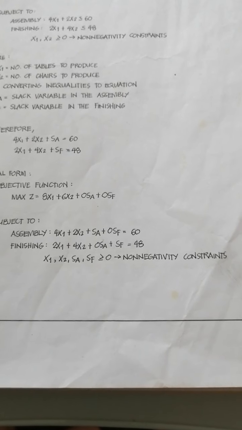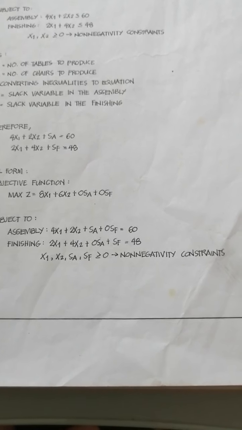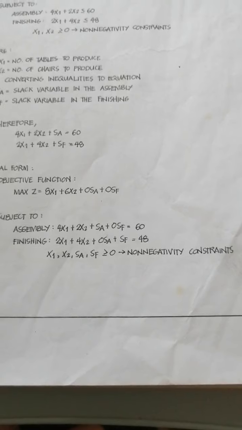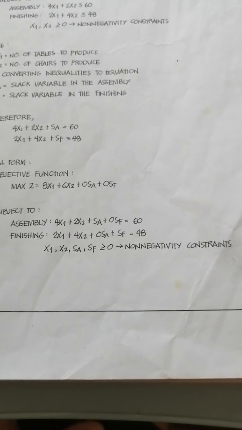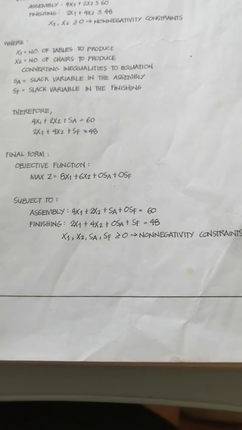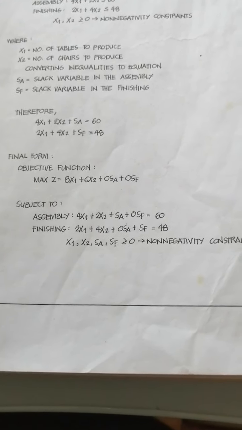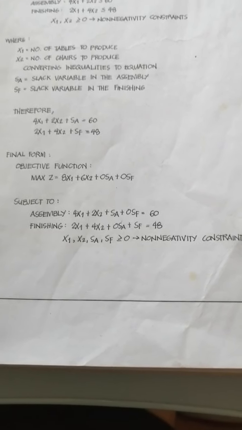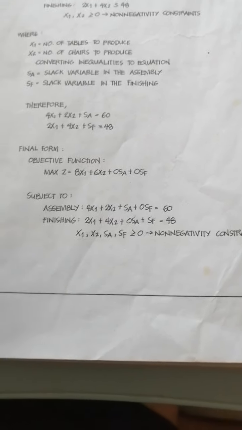So the final form will be your objective function. The profit is equal to 8x1 plus 6x2 plus 0 SA plus 0 SF. All the slack variables don't have any value or any profit at all. That's why it's 0. Subject to the following constraints, we just copy the ones that we have written.